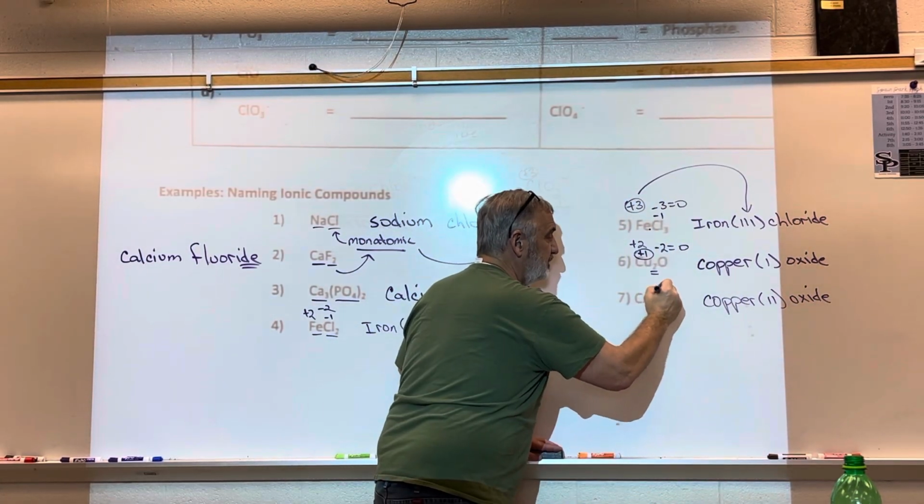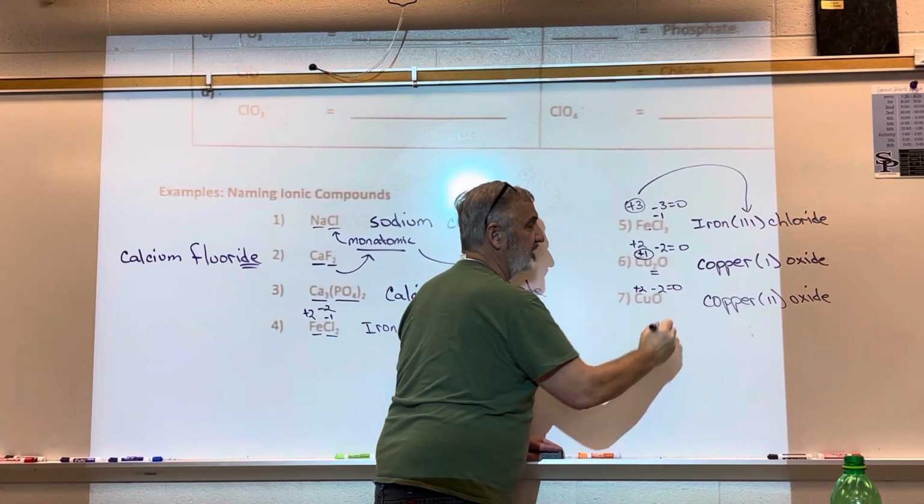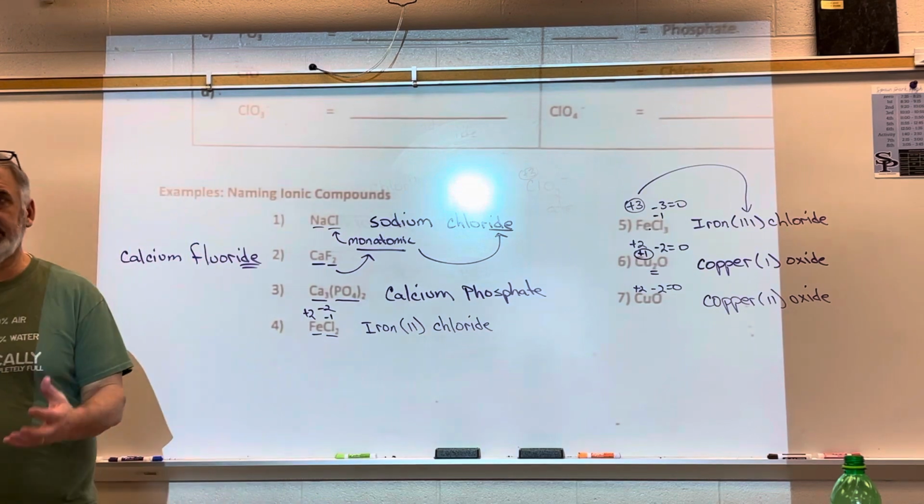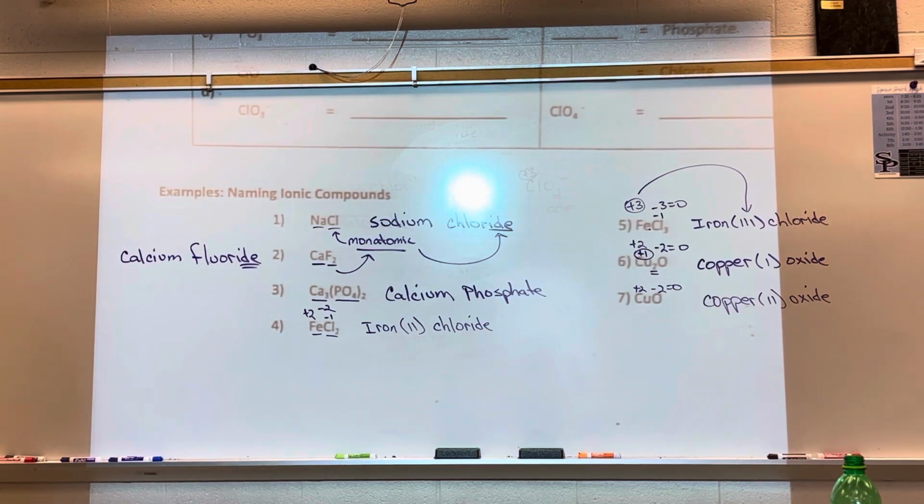Because -2 + 2 has to equal 0. The Roman numeral tells you the charge, not the subscript. So if it's a metal with more than one oxidation state, we have to figure out what that oxidation state is. That's what we learned yesterday in practice, even first thing today. We have to be able to figure out the charge. We use the ones we know for sure to figure out the one that can be a variety. Okay?